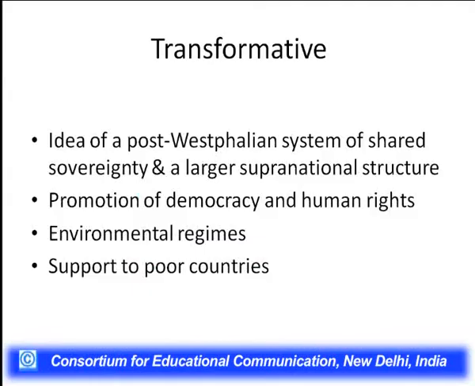But when it comes to the transformative role of the European Union, there is the idea of a post-Westphalian system of shared sovereignty and a larger supranational structure that emerged with the European Union, with the Maastricht Treaty, and later when they decided to have a common currency, free trade, free transit of capital, labor, etc., a borderless economy, and free movement of people. Also, they created a parliament which emerged as the European Parliament, where the decisions taken by that parliament became binding on the nation states. So that's the reason I'm saying that a kind of supranational structure emerged in the form of the European Union.